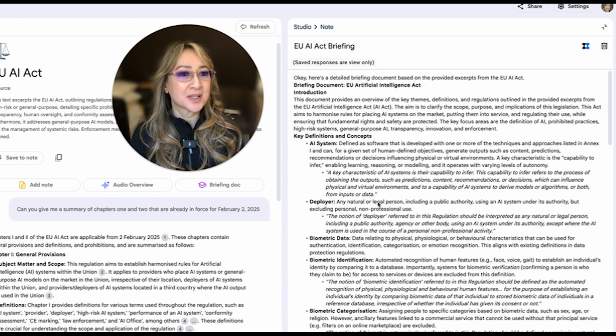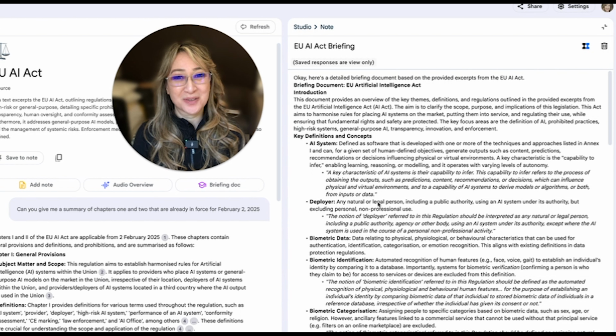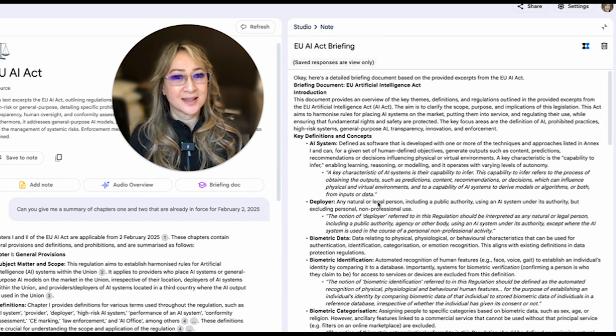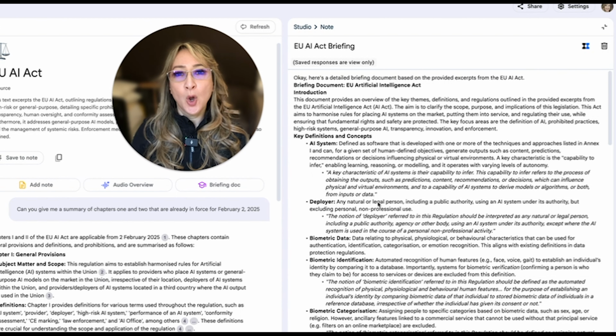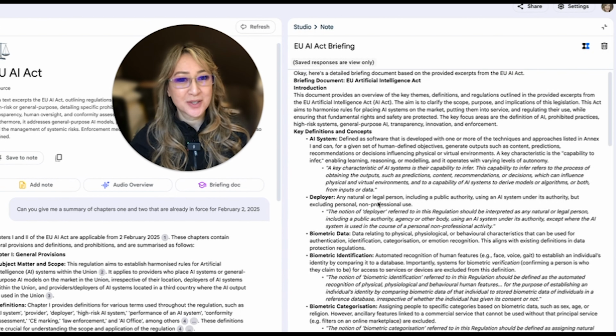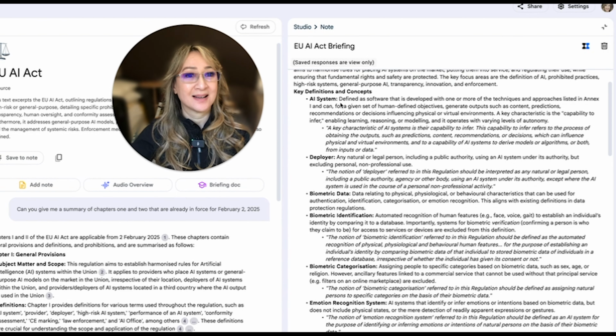So the key focus areas are the definition of AI, which is quite difficult to define because it encompasses models with growing capacities. This act also outlines prohibited practices, high-risk systems, and general purpose AI, transparency, innovation, and enforcement. Okay, so what are some of those key definitions? So the key definitions are: what is an AI system?